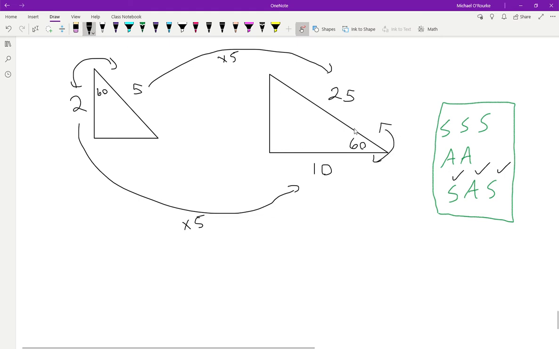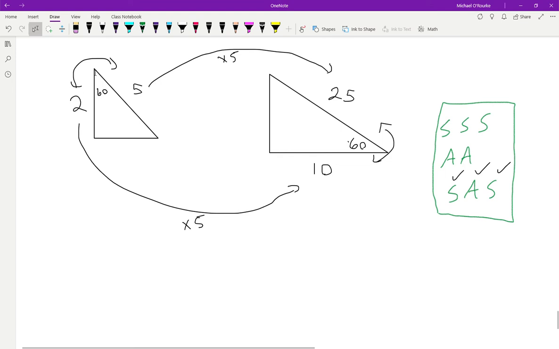Now if I had the angle, if I move this angle, if I wrote this angle up here, then it would not be similar because the angle's in the wrong spot. Okay, here, let's try the tough part now. The tough part is now we have to label it.